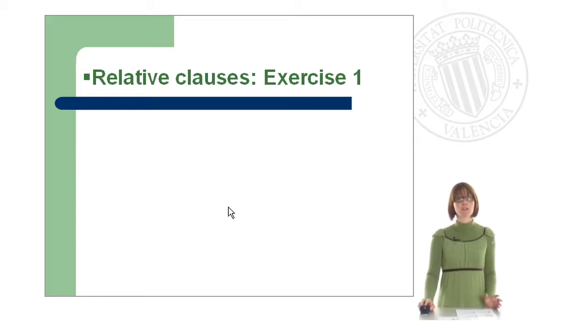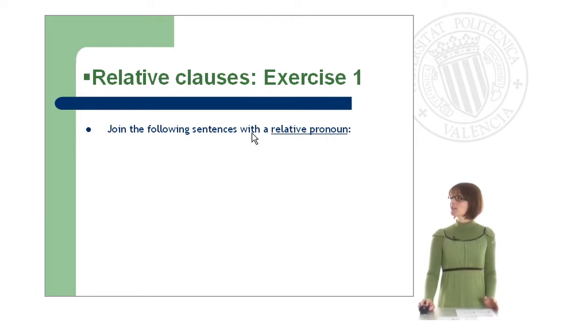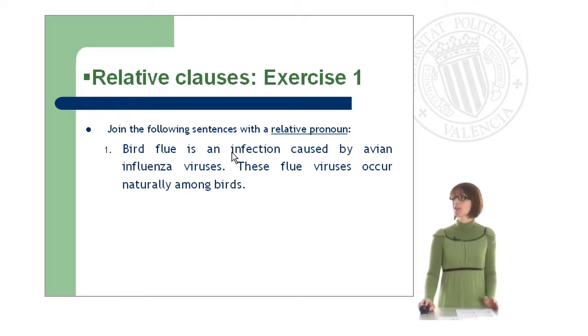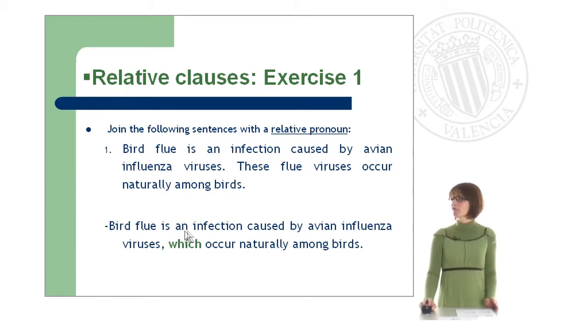Okay, now let's have a look at several exercises to practice the theory. Join the following sentences with a relative pronoun. Number 1. Remember that when you have to join two sentences, you first have to identify the piece of information they have in common. So let's have a look at this. Bird flu is an infection caused by avian influenza viruses. These flu viruses occur naturally among birds. So the answer would be: bird flu is an infection caused by avian influenza viruses which occur naturally among birds.